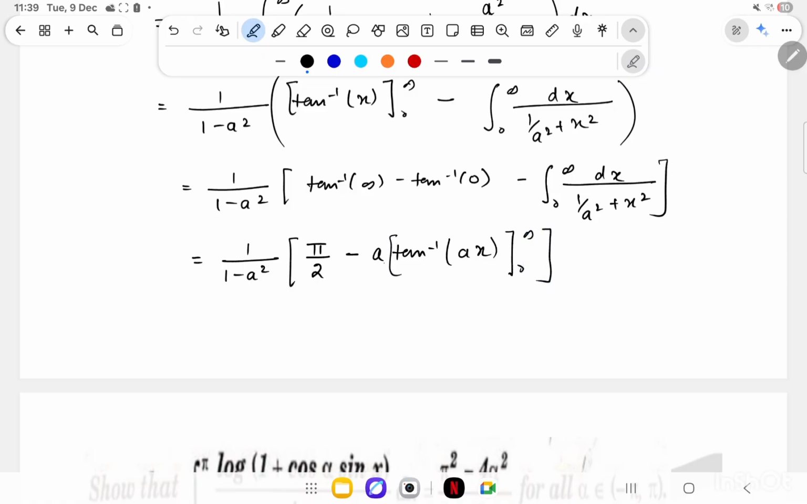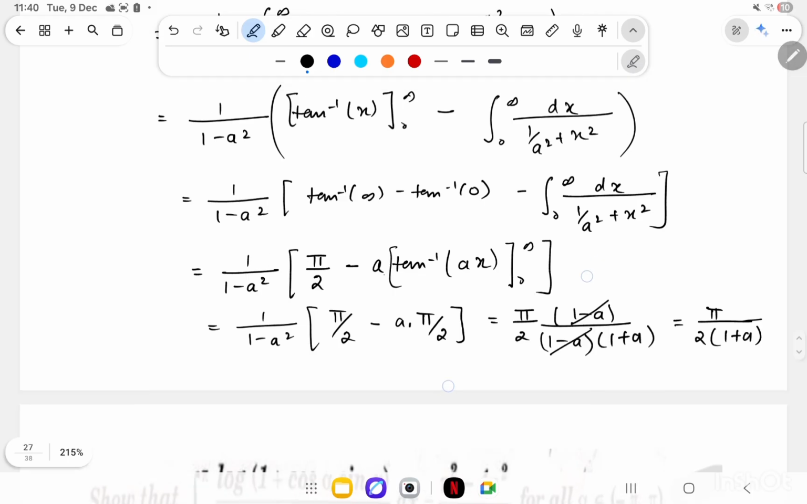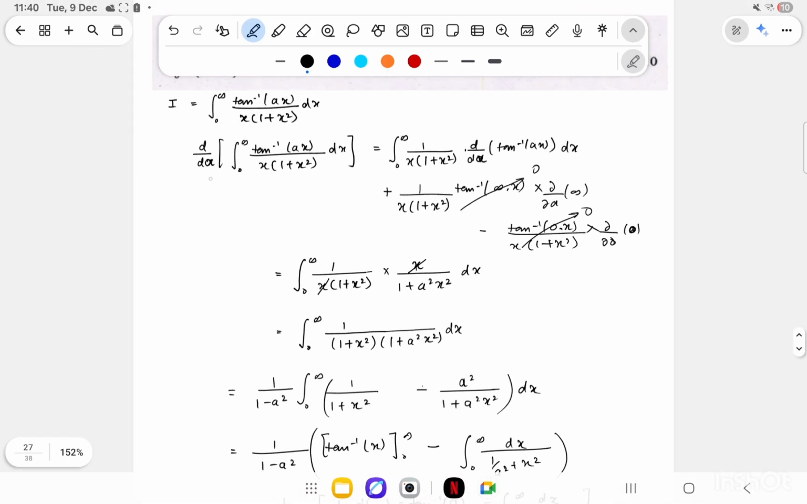and limit from 0 to infinity. So if I plug in the limits, it will be 1 minus a square, pi by 2 minus a times pi by 2, and this simplifies to, I can pull out pi by 2 outside, so it will be pi by 2 times 1 minus a divided by, I can write 1 minus a square as 1 minus a times 1 plus a, and this balances out this one, so it will be pi by 2 times 1 plus a.